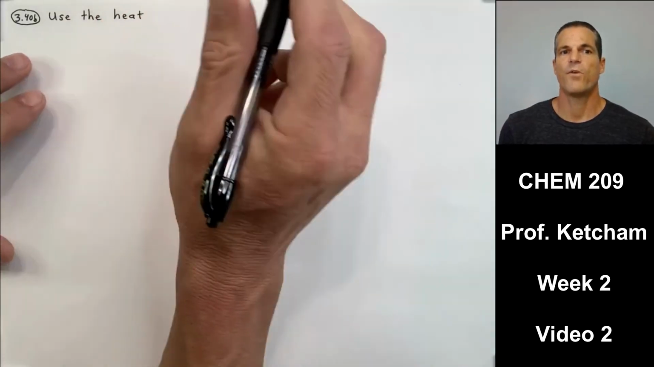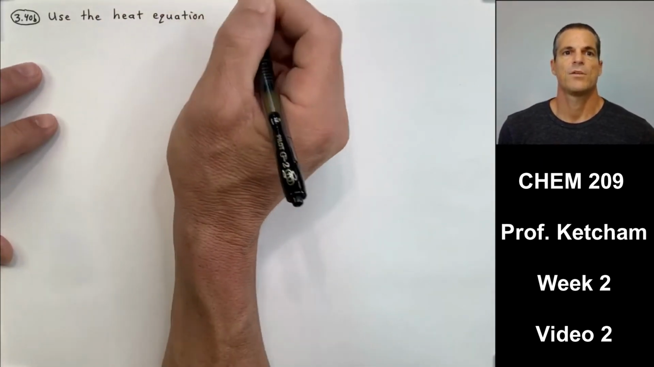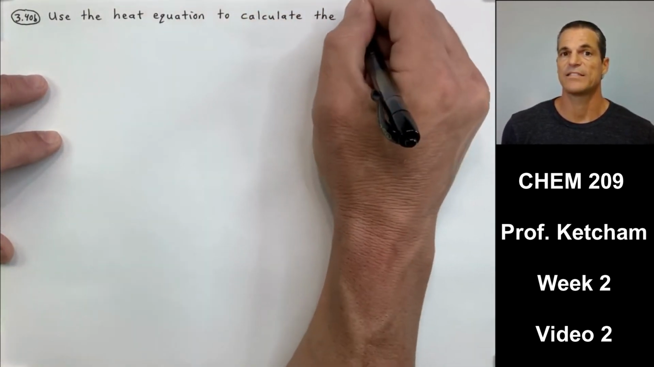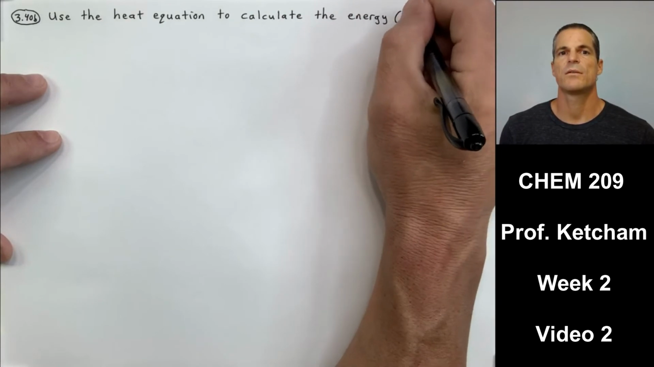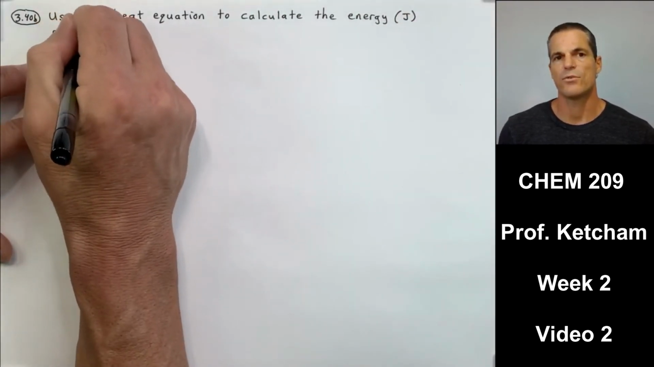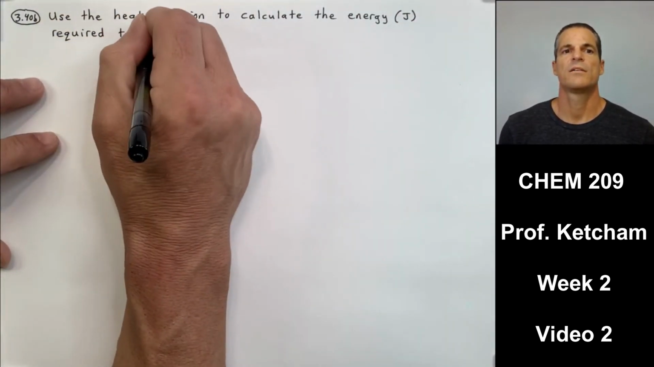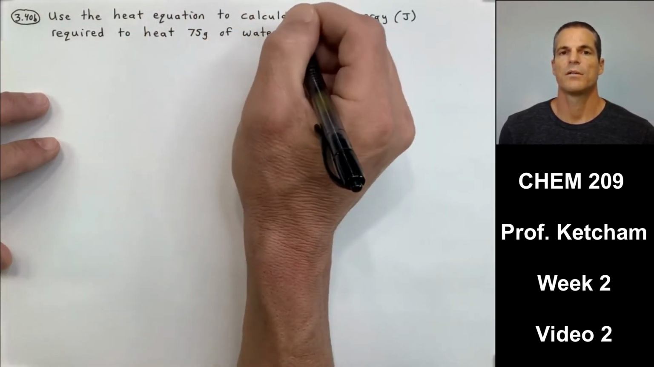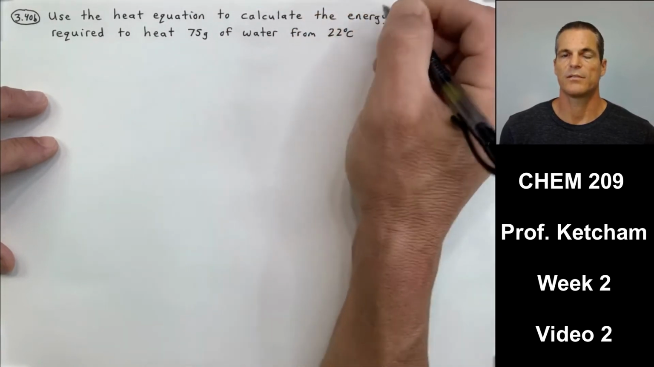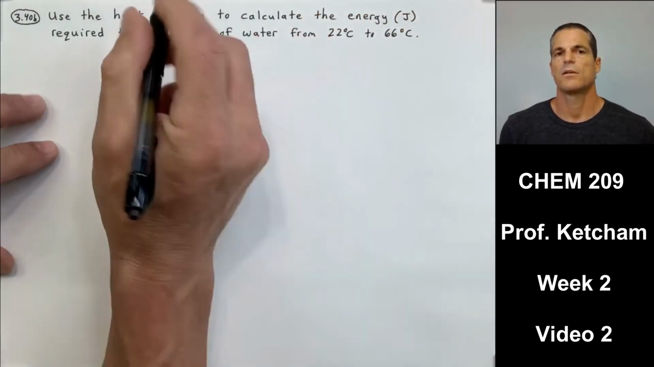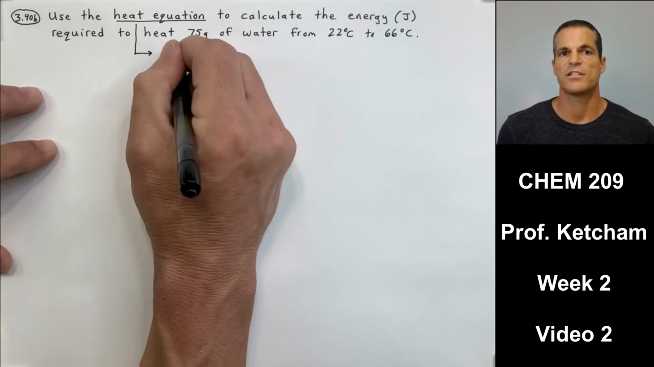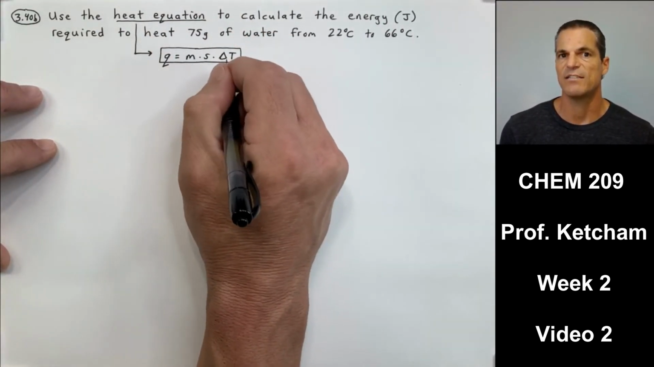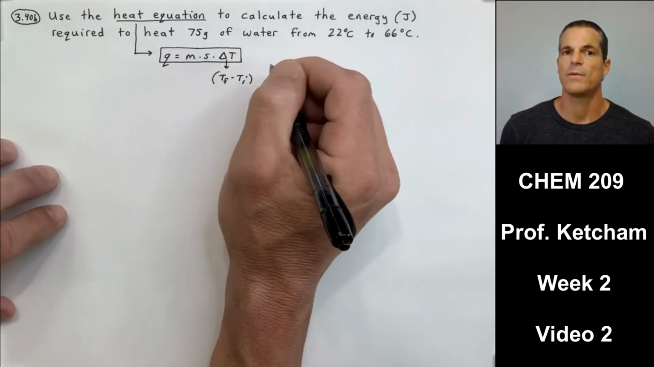All right, question 40B. Use the heat equation, that's the Q equals MSAT, by the way, Q equals MS delta T. Use the heat equation to calculate the energy in joules required to heat 75 grams of water from 22 degrees Celsius to 66 degrees Celsius. All right, as I stated earlier, the heat equation is Q equals MS delta T. M is mass, S is specific heat, and delta T is T final minus T initial.